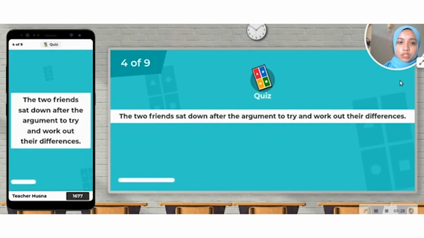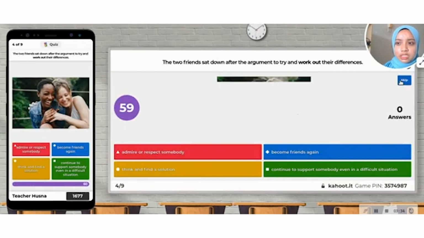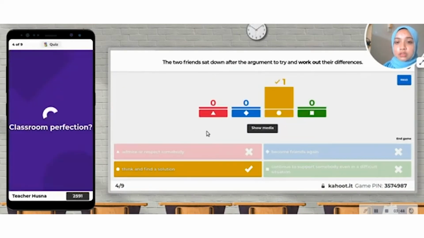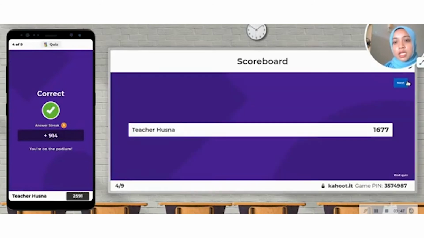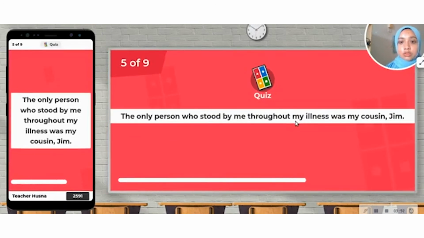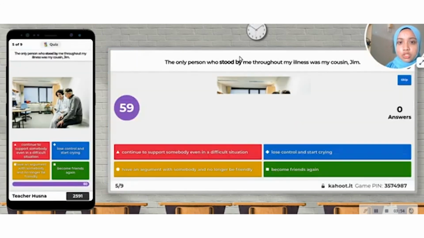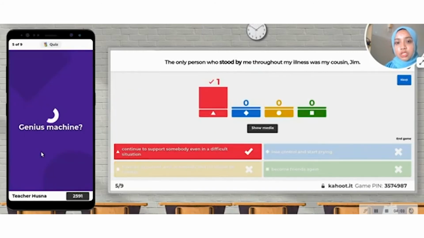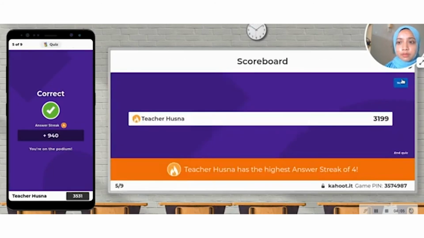For the fourth question, the two friends sat down after the argument to try and work out the differences. Work out, what does work out mean? I think it's think and find the solution. So it is correct. Yes, that is the meaning. And then for the fifth question, the only person who stood by me throughout my illness was my cousin. Stood by, what does that mean? Stood by means continue to support somebody even in a difficult situation. So that is the answer.